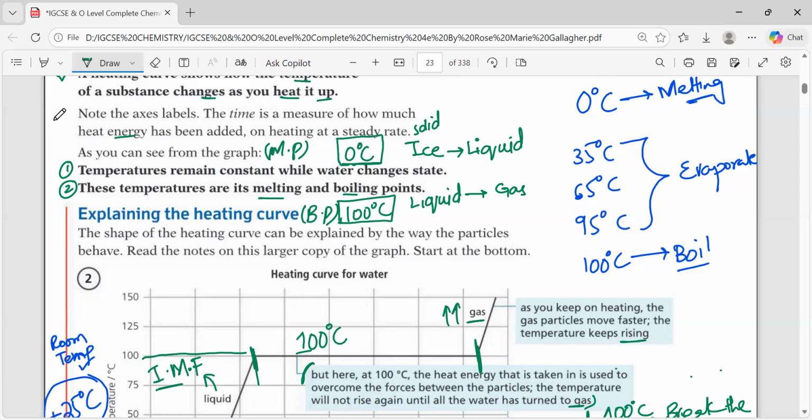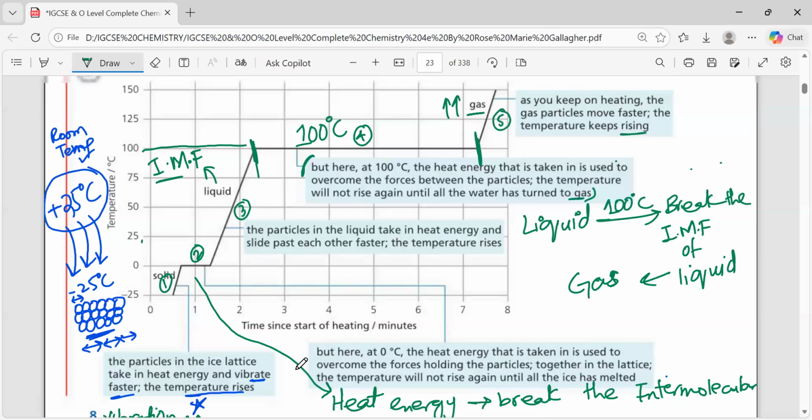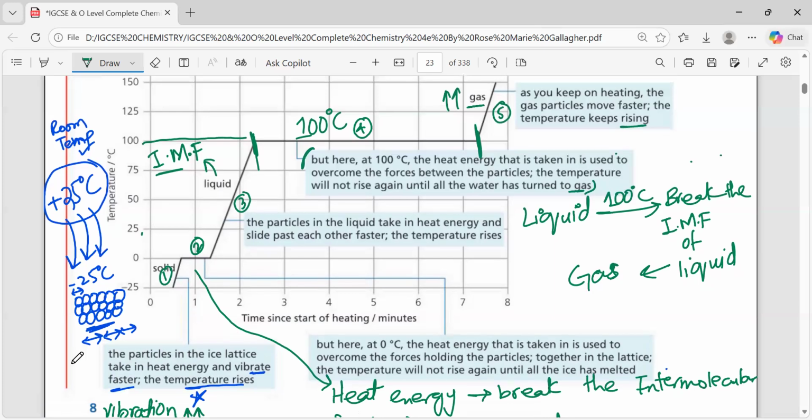Right. Now, can you explain this graph? I am mentioning these points. This is point number one, two, three, four, and five. What is happening at point 1? It's going from minus 25 degrees to 0 degrees. Ice is heating up.